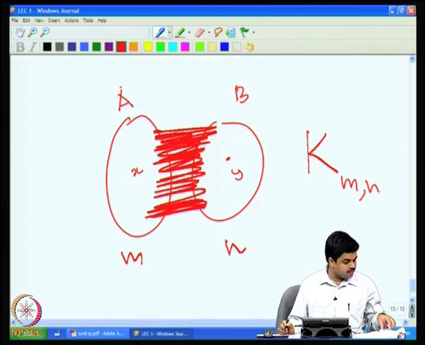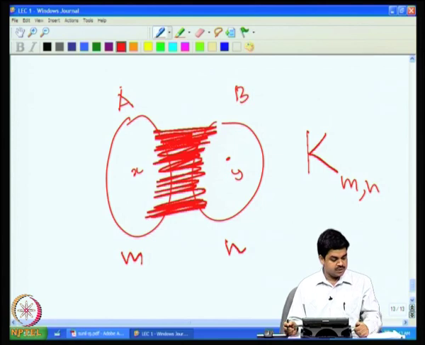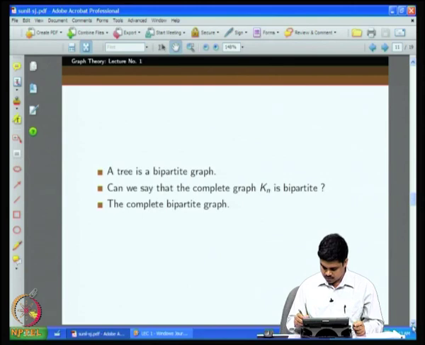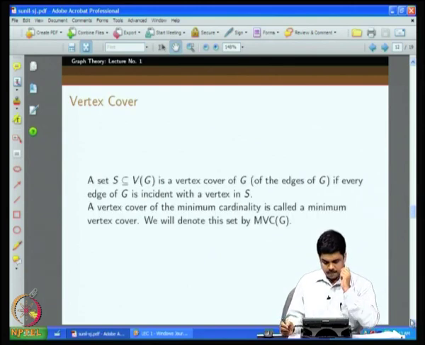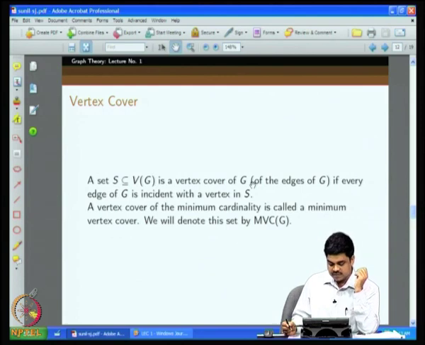And from now on, I will introduce some concepts about graphs. The first one is called a vertex cover. So, what is a vertex cover? A set S, a subset of the vertex set V of G, is a vertex cover of G if every edge of G is incident with a vertex in S. A vertex cover of the minimum cardinality is called a minimum vertex cover.